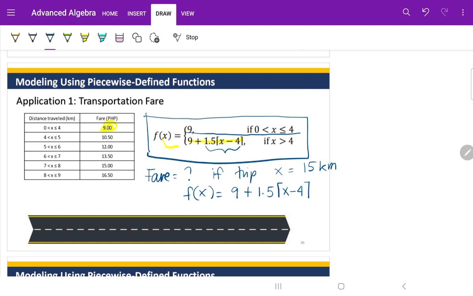Substituting the value of x, this is f of 15 equals 9 plus 1.5 times the ceiling of 15 minus 4, which is 11. The ceiling of 11 is just 11. So we have 9 plus 1.5 times 11, giving us the total fare to be 25 pesos and 50 centavos.